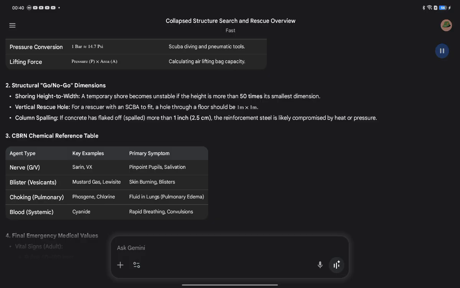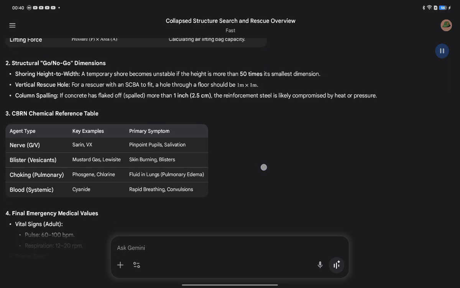2. Structural go-no-go dimensions. Shoring height to width. A temporary shore becomes unstable if the height is more than 50 times its smallest dimension. Vertical rescue hole. For a rescuer with an SCBA to fit, a hole through a floor should be 1 meter times 1 meter. Column spalling. If concrete has flaked off, spalled more than 1 inch, 2.5 centimeters, the reinforcement steel is likely compromised by heat or pressure.